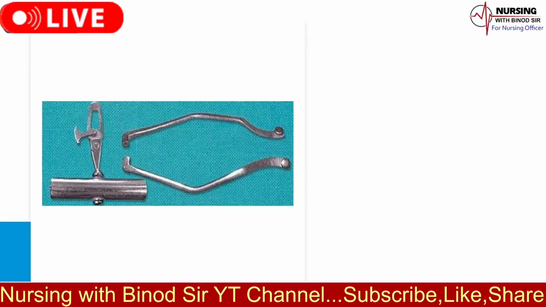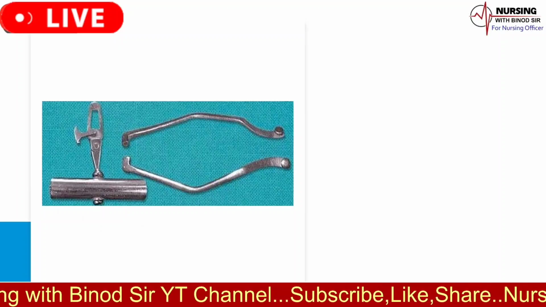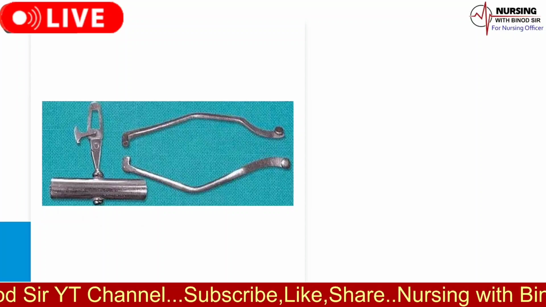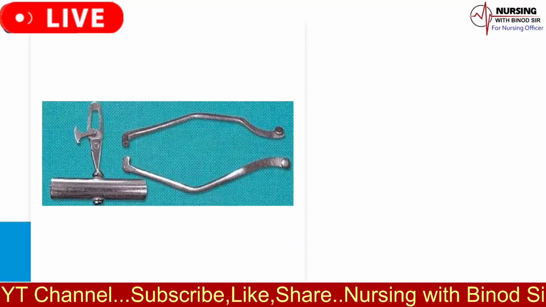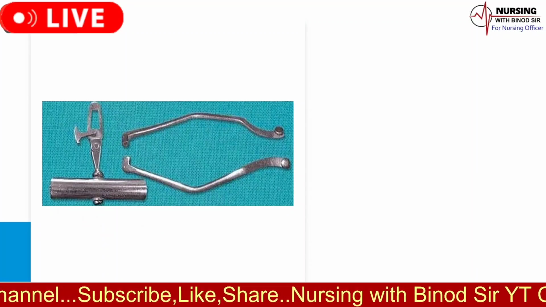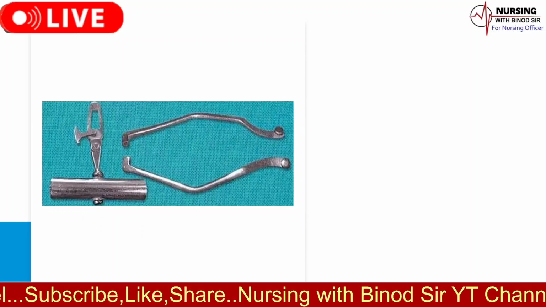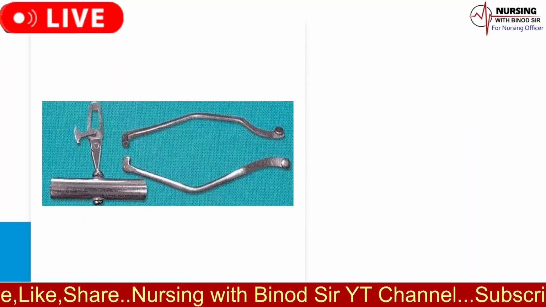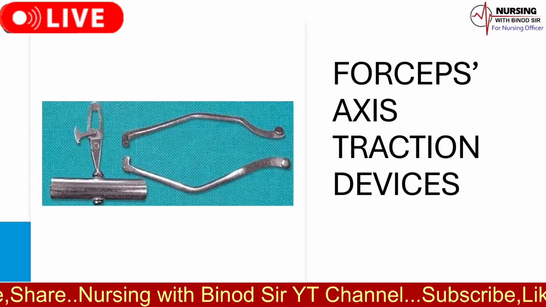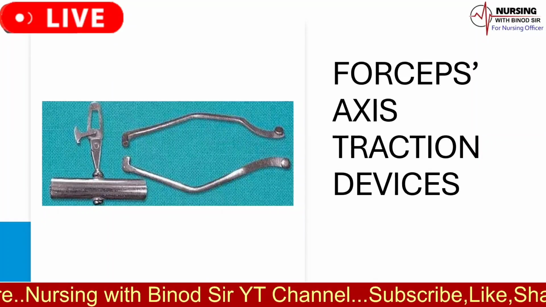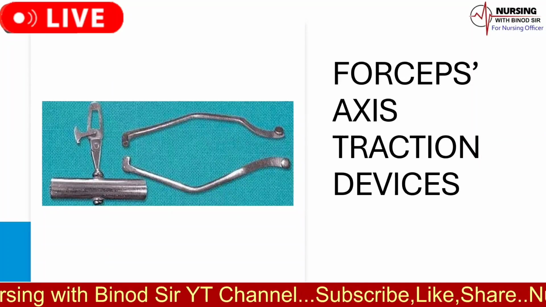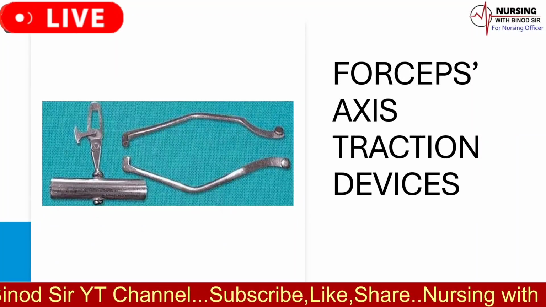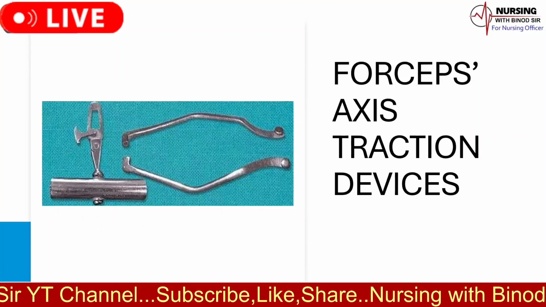The name of the instrument is forceps axis traction devices. The uses of forceps axis traction devices is as follows. 1. Correct traction direction. These devices guide the forceps to apply traction along the birth canal's axis, ensuring safe delivery by minimizing tissue trauma. 2. High and mid forceps deliveries. They are essential in high and mid forceps deliveries to apply downward and backward traction effectively.